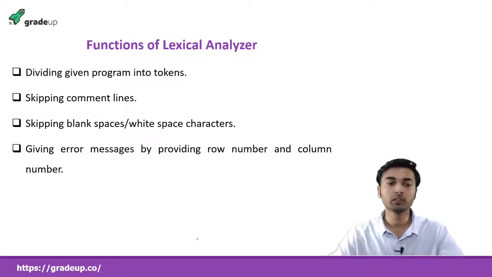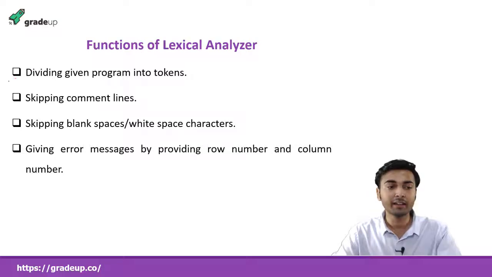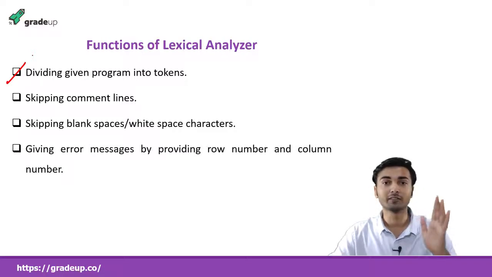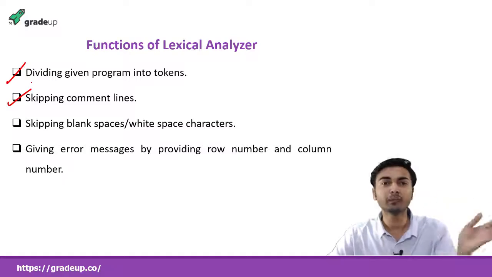Good. Now, what are the functions of lexical analyzer? First thing, dividing the given program into tokens. That is the majority function. It produces tokens by dividing the program. Next, skipping comment lines. It will skip the comment lines.